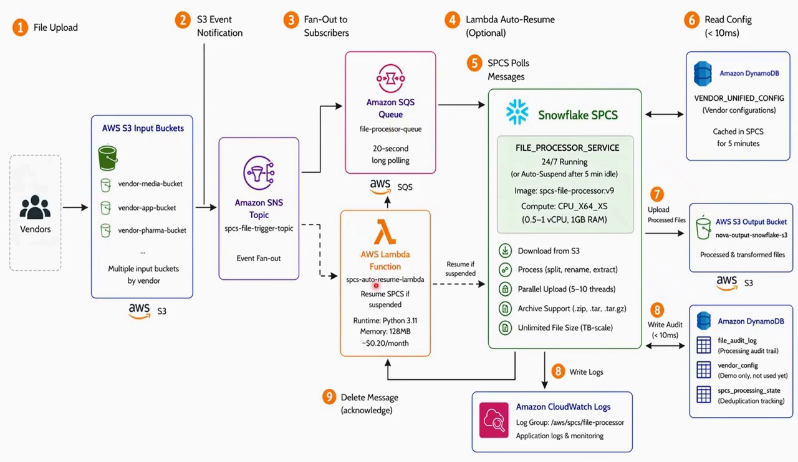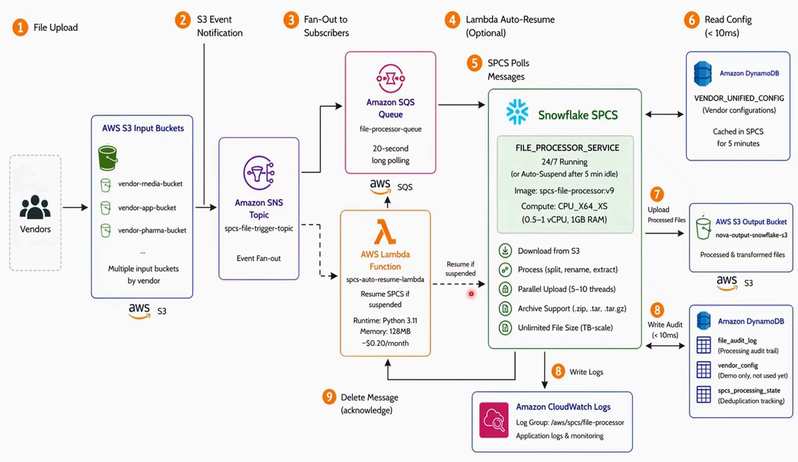Second, a Lambda function. This Lambda is used only for one purpose, that is to auto-resume the SPCS service. This separation is intentional because SQS handles the data flow and Lambda handles the control logic. This design keeps the system clean and scalable.